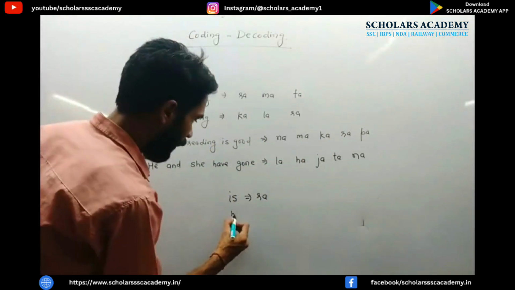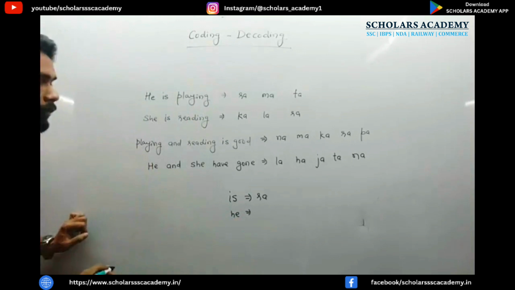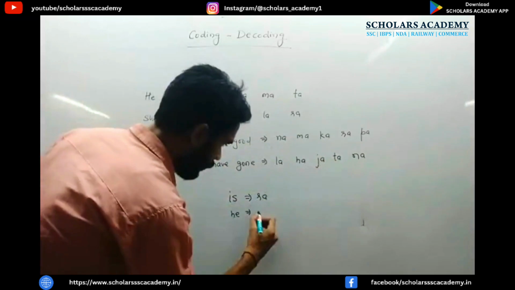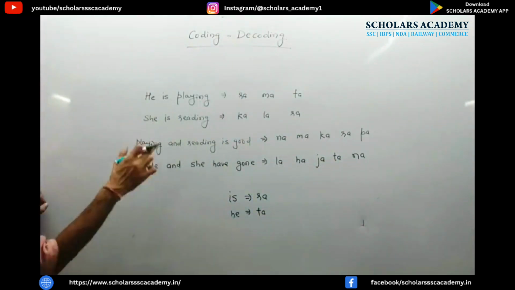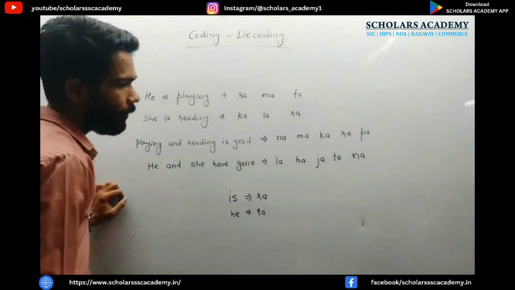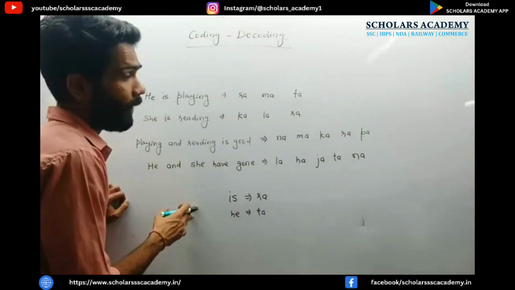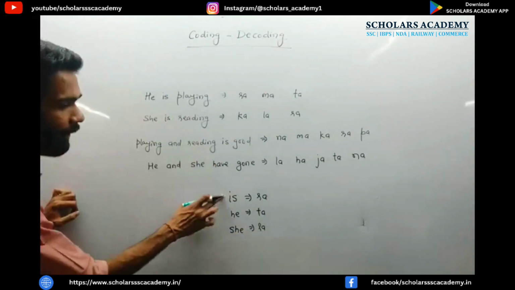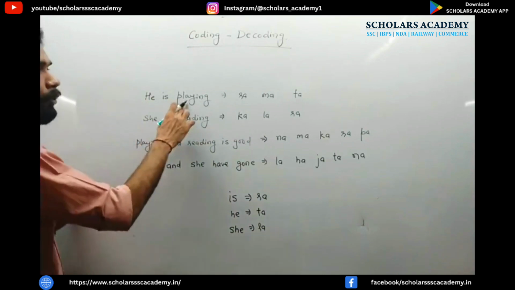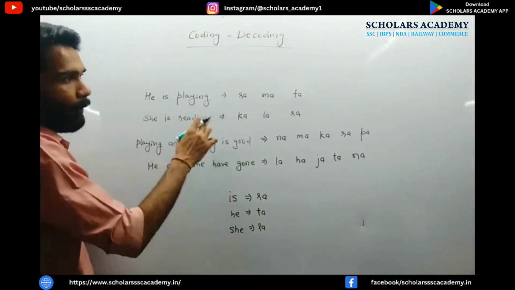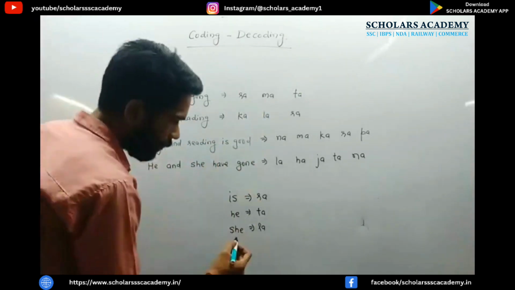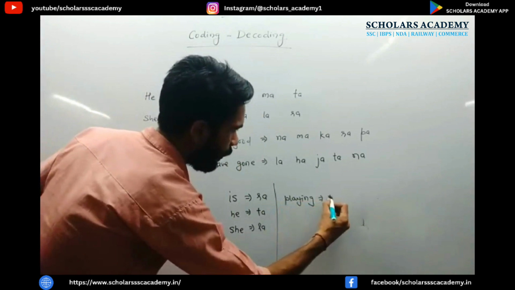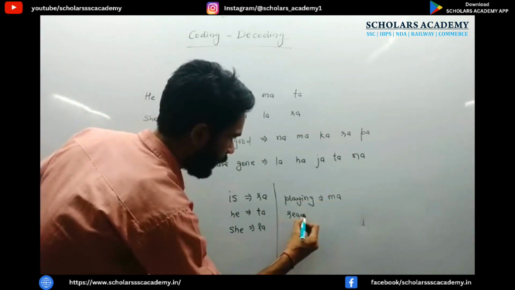So he will be TA. Similarly, in the second and the third one, she is common, second and the last one. So what is the code for that? LA. She is coded as LA. And since you have got he, is and she, now you can decode playing and reading also. So playing is MA, playing coded as MA, reading is coded as KA.